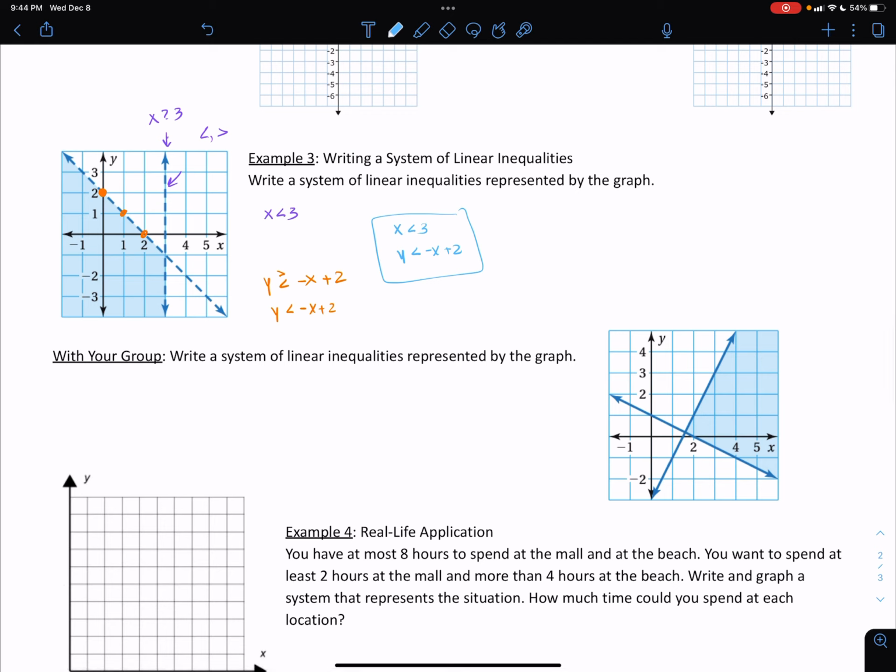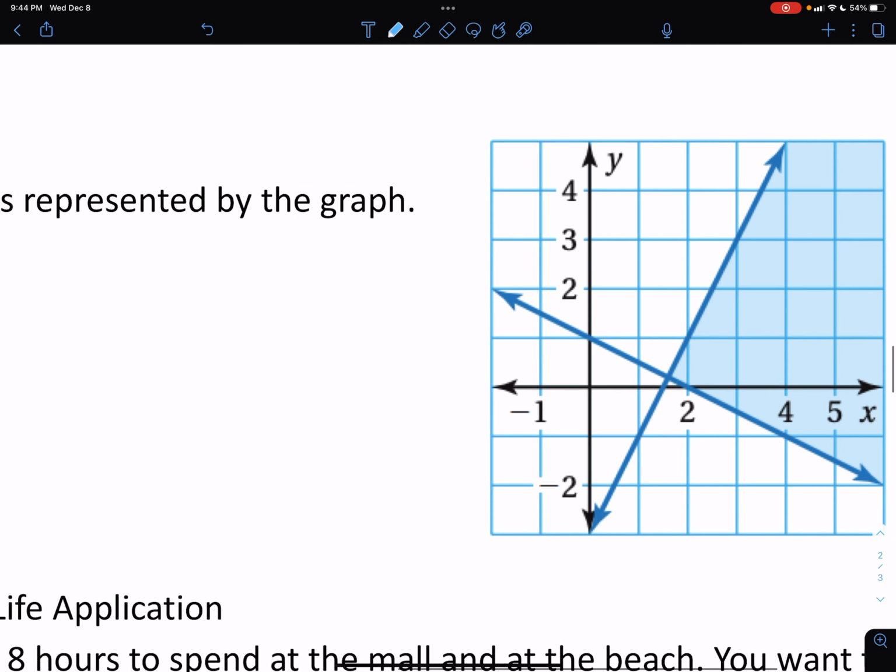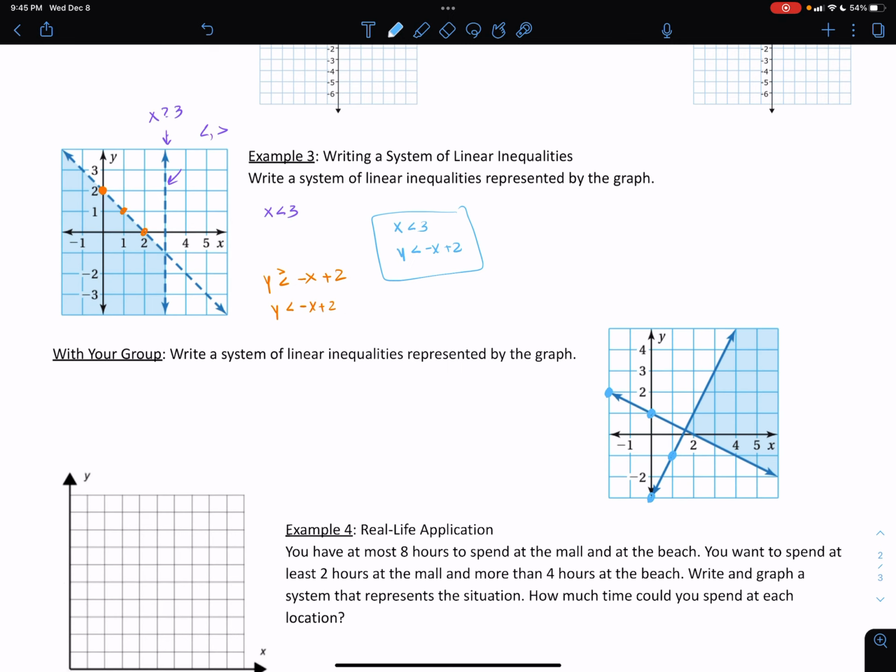So with your group, if you're ready, why don't you try these next two right here. I'll give you the points if it's hard for you to find the slopes between the points. Here's one point, here's another point, here's another point, here's another point, and use that to help you find the slopes and the y-intercept with these problems.